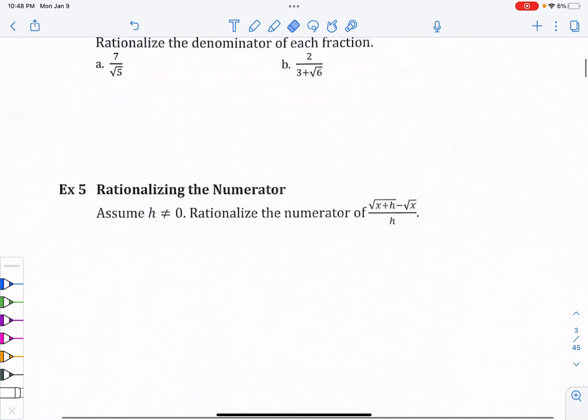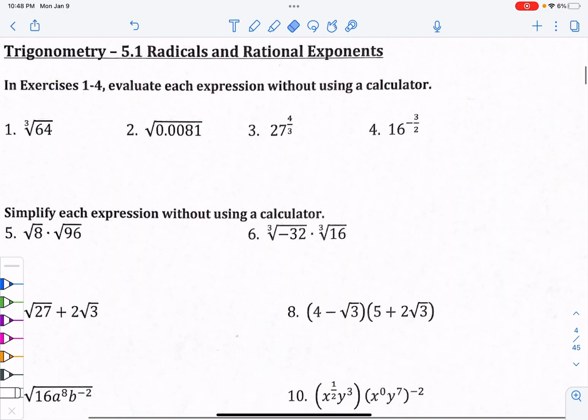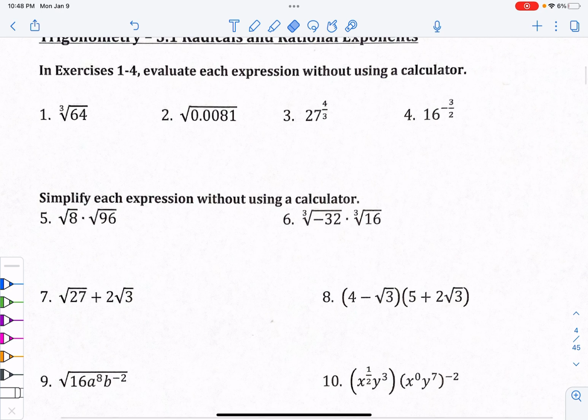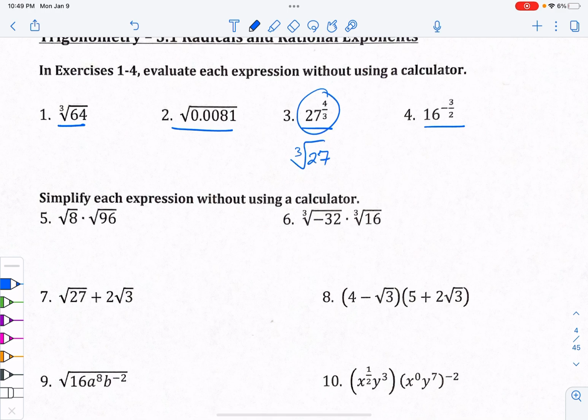But also, you guys should have maybe some time to do some things. So these exercises 1 through 4, evaluate without using a calculator. This is just like doing the math in your head. So some of these, I mean, you can write out 27 to the 4/3 power is the cubic root of 27, and then to the 4th. Okay, figure out what that is in your head. Okay, you can do it, I promise.